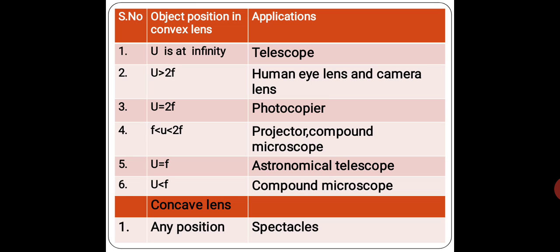Then the concave lens: wherever you place the object, you get a virtual and erect image and a smaller size image. So these types of lenses are always used in spectacles, which are used to rectify the human eye defects.